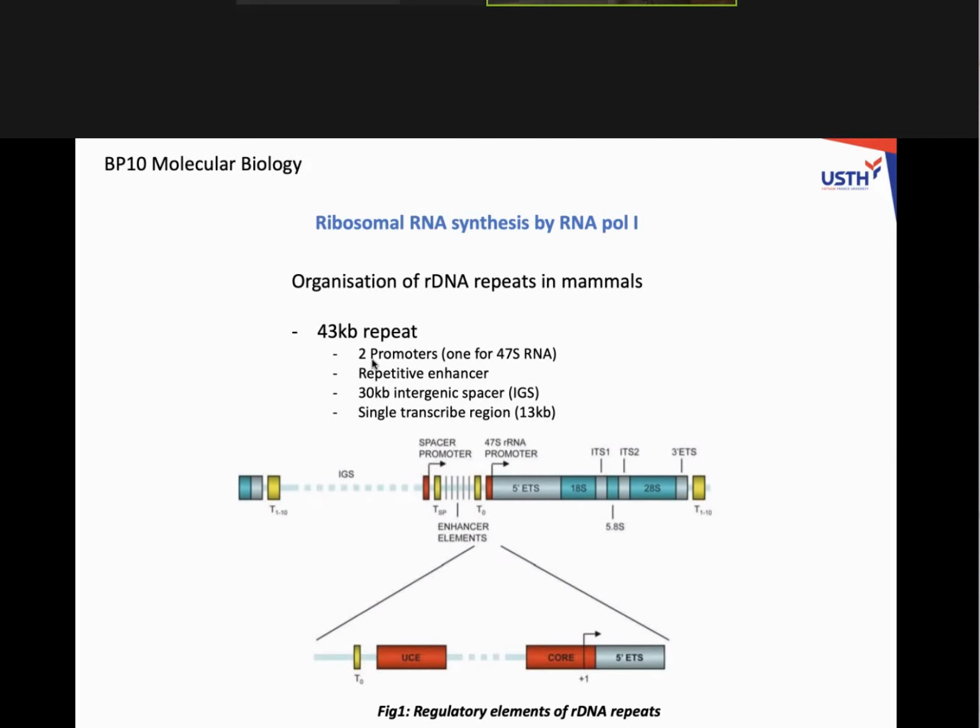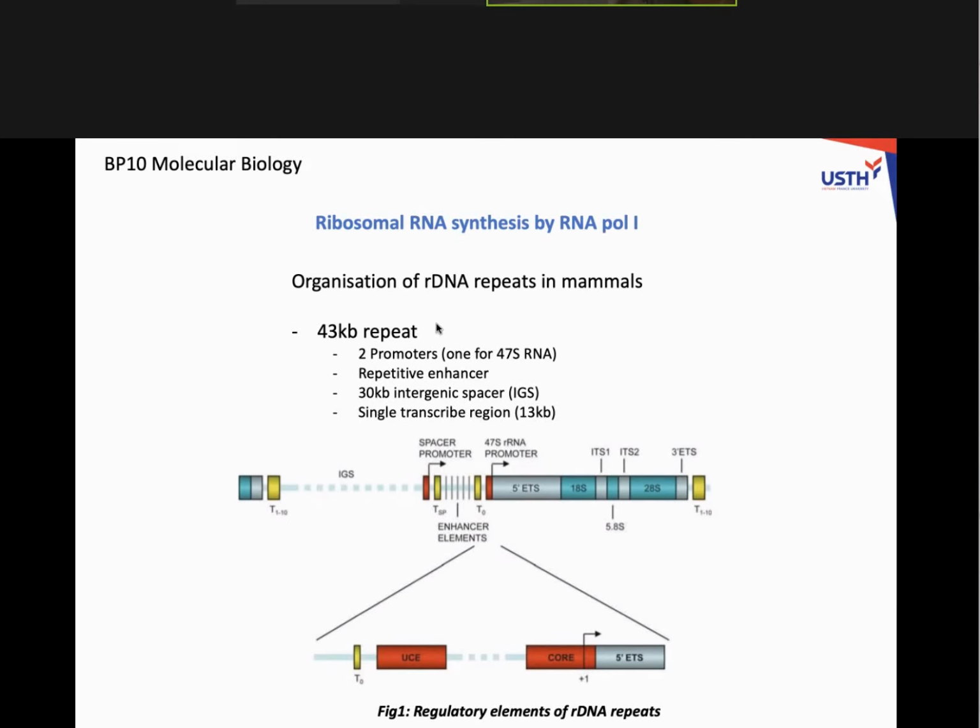What is striking is that in this region, you see the red boxes here with the little black arrow there. This is the transcription start. The first thing that is quite complicated to understand is that we've got two promoters inside this repetition. So I'm going to talk to you first about what they call the 47S rRNA promoter and how it's working, and then I'm just going to tell you what this spacer promoter is.